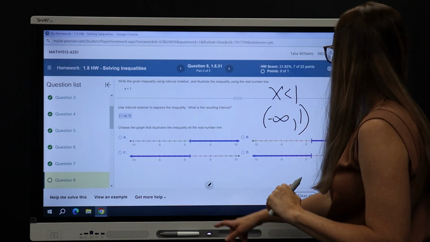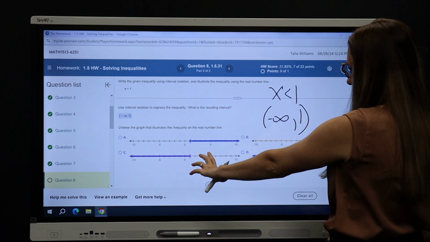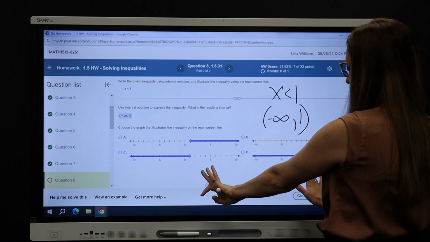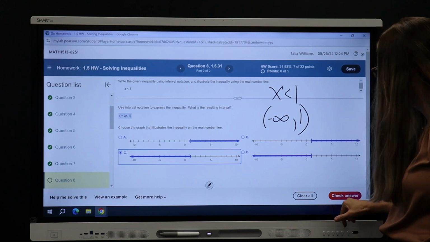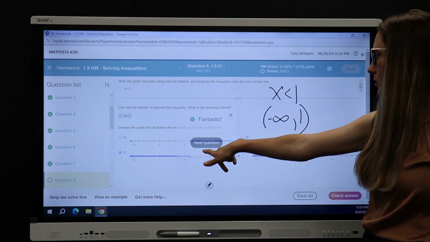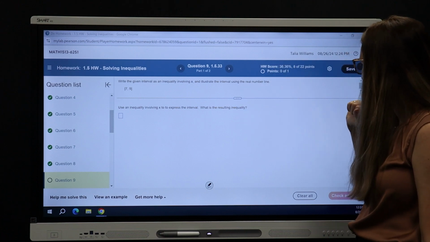Okay, we're looking for a graph coming from negative infinity. These two, and this one has a parenthesis, this one has a bracket. Our graph was not equal to, so it's not equal to. Okay, now that it's changing it again.